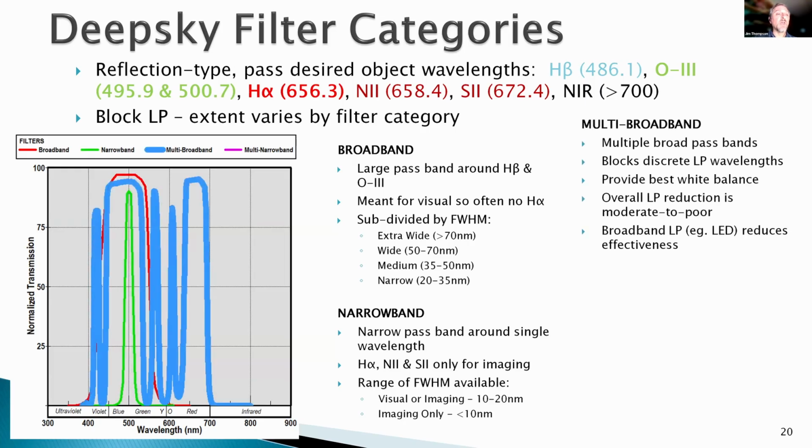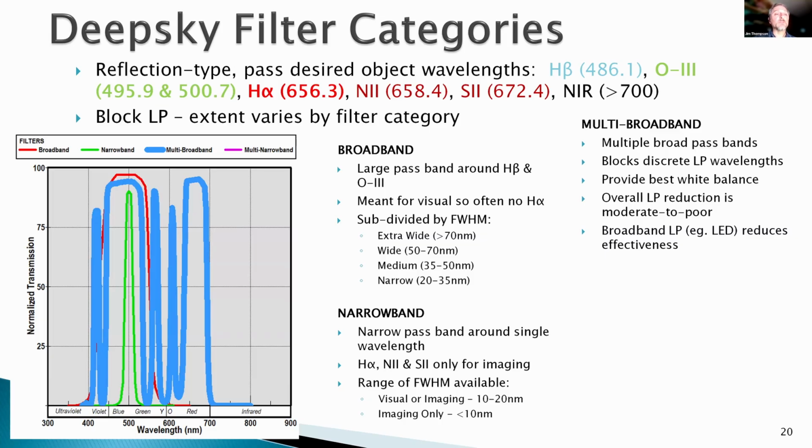Multi-broadband filters have combinations of multiple bands of various widths. They are designed to block discrete wavelengths corresponding to different sources of light pollution. They provide the best white balance of all the deep sky filters, but their overall light pollution reduction capability is poor. LED lighting that has become progressively more popular in the past few years makes these filters even less effective.